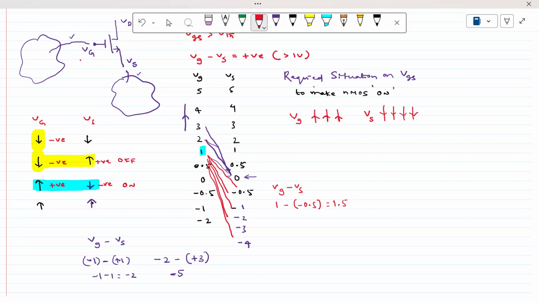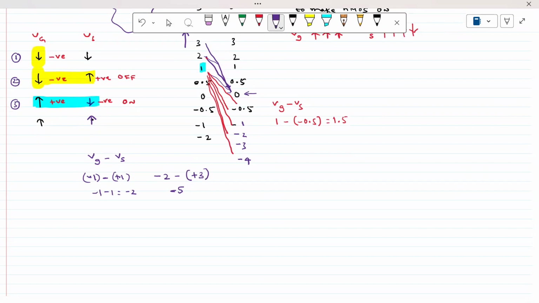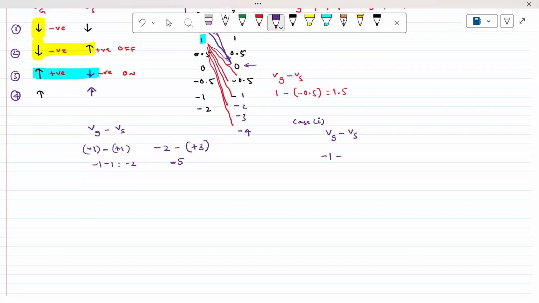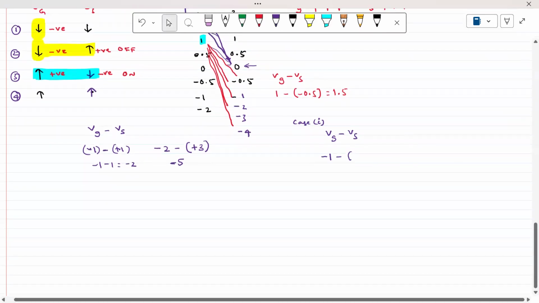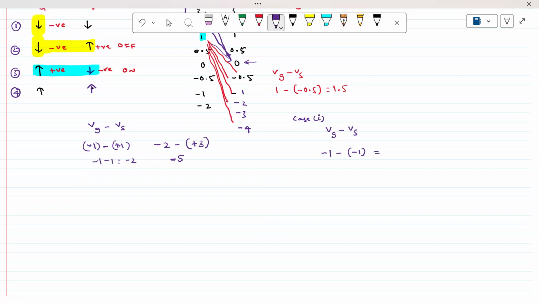Now, what about the other conditions? We'll take one example. This is case number 1, case number 2, case number 3, case number 4. For case number 1, can you please tell me what is happening? VG minus VS. This is in the negative direction, for example, minus 1. Now, what is this VS? It is also in the negative direction, minus values. For example, this is minus 1 and this is also minus 1. Then what becomes? 0.